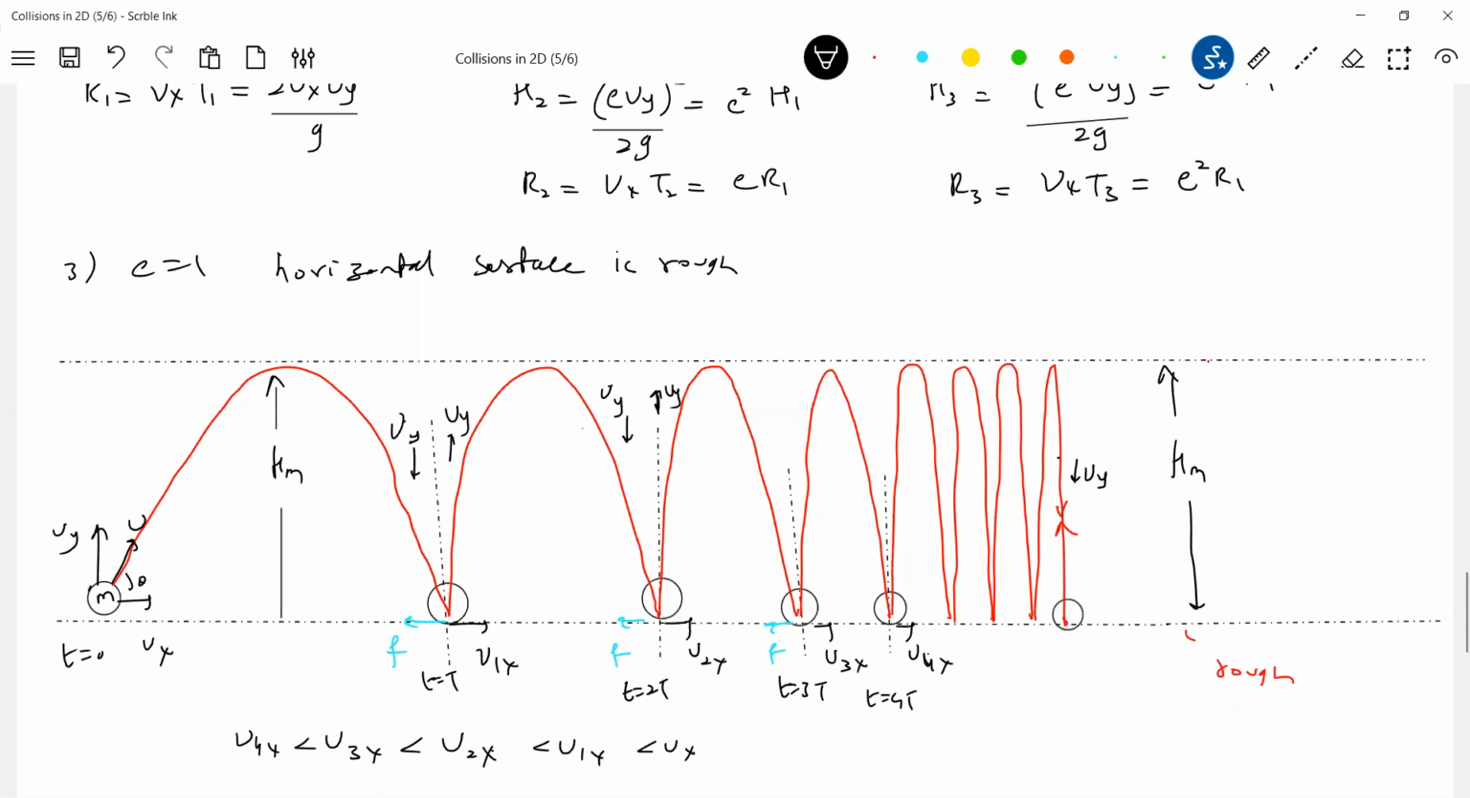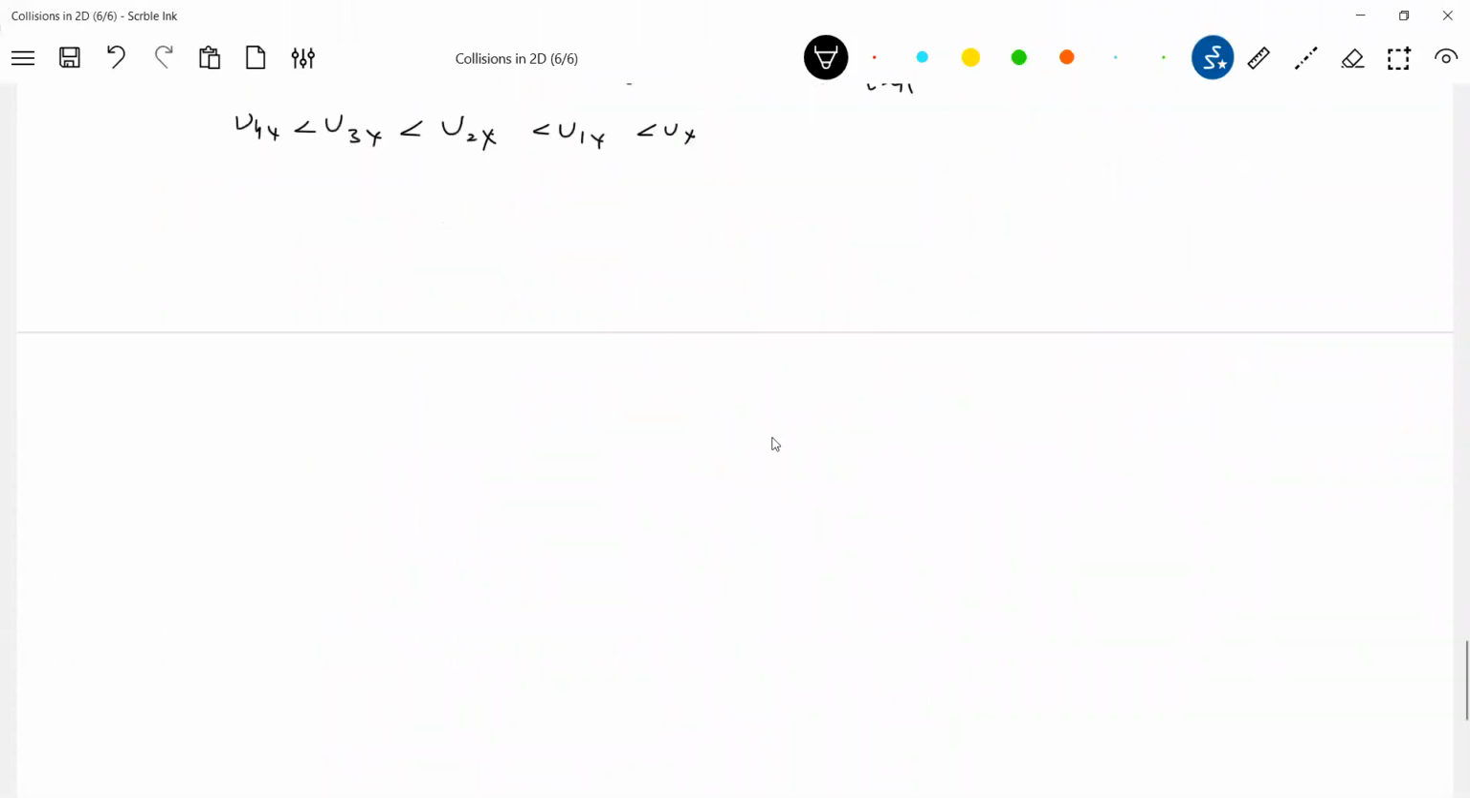Such questions will be asked for you in matching. They'll give e between 0 and 1, surface rough or smooth. So rather than drawing a diagram every time, you must have a basic idea. Describe the motion along x, along y, and continue the problem. Therefore, whenever two bodies collide, we should check whether the colliding surface is rough, and then what the coefficient of restitution is, whether it is elastic or inelastic. All that we have to analyze once.